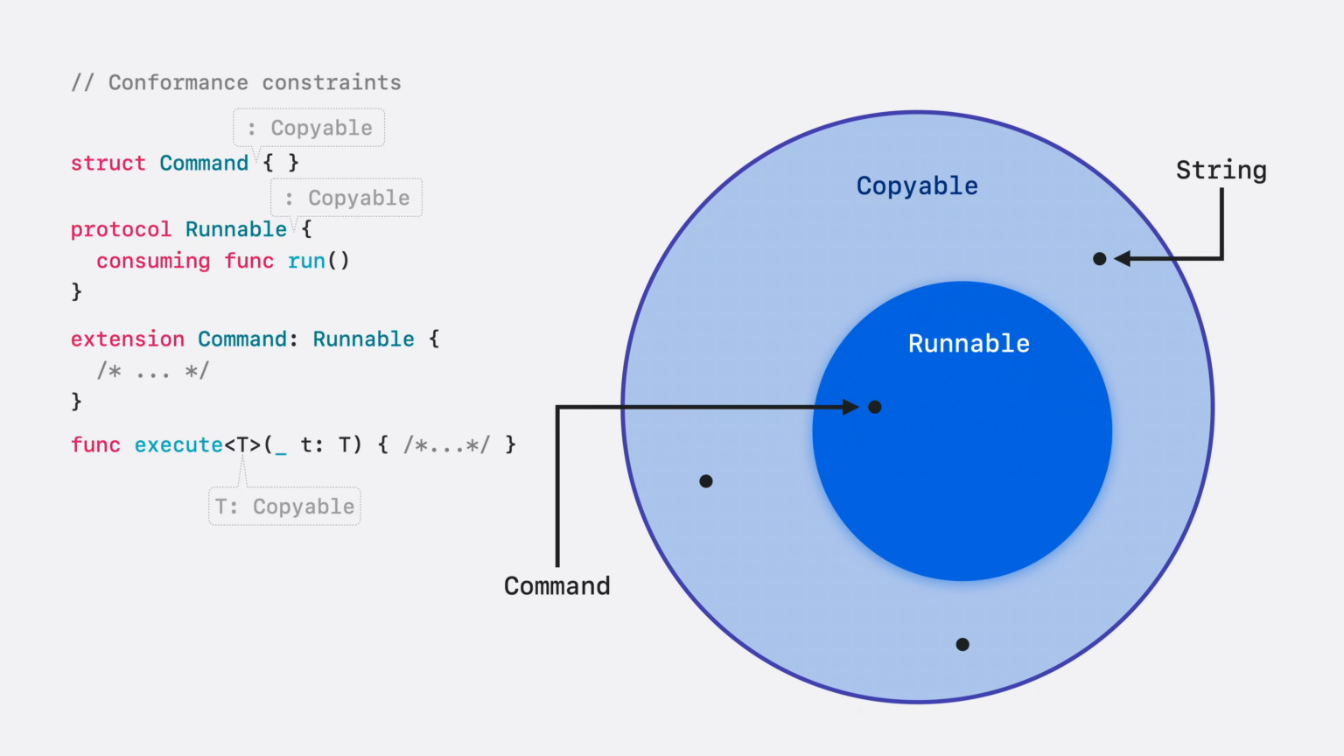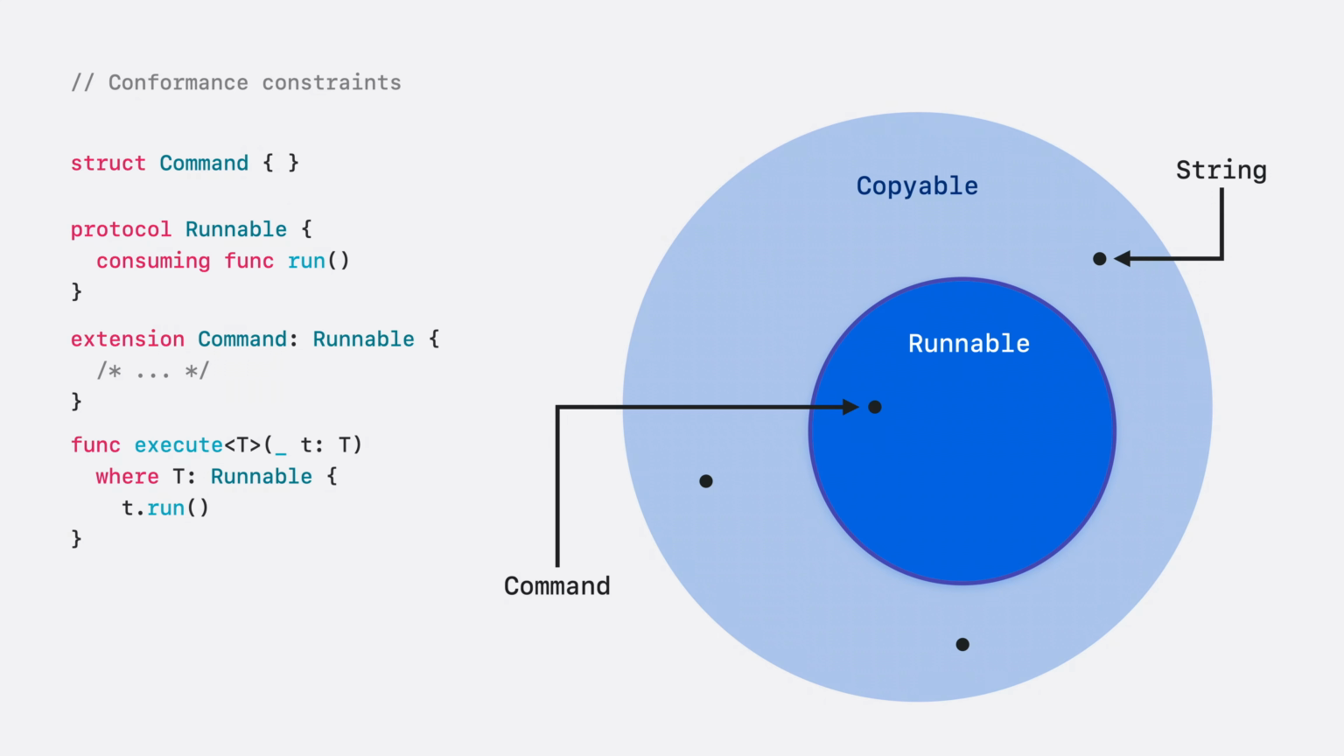To implement my execute function, though, I actually do want T to be Runnable because I need to call a run method. So I'll add a Runnable constraint on T using a where clause. In doing so, I further constrained the space of types permitted for T. It's now the narrower space Runnable and Copyable. That includes Command, but now excludes String, because a Runnable conformance is absent for String.